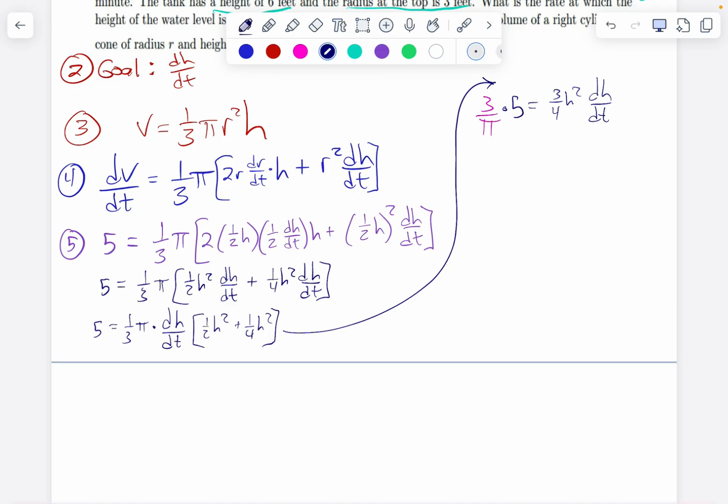Okay. Still good? Maybe I'll just show this real quick. Times 3/pi. And cancel that. Okay. 3/4 h squared, we can just divide, which is going to cancel the 3. Uh-oh. I heard a sigh. I forgot to do. Okay. Very good. Yeah.